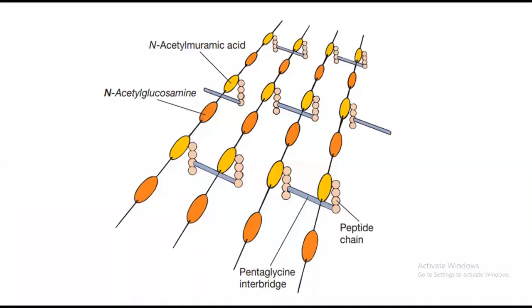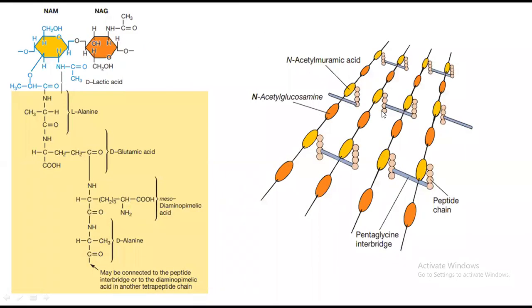This is a little more detailed structure of the peptidoglycan layer. If I want to show you the molecular form, this is the molecular form of the peptidoglycan layer. If I just look here, this part, I am circling it. This part.